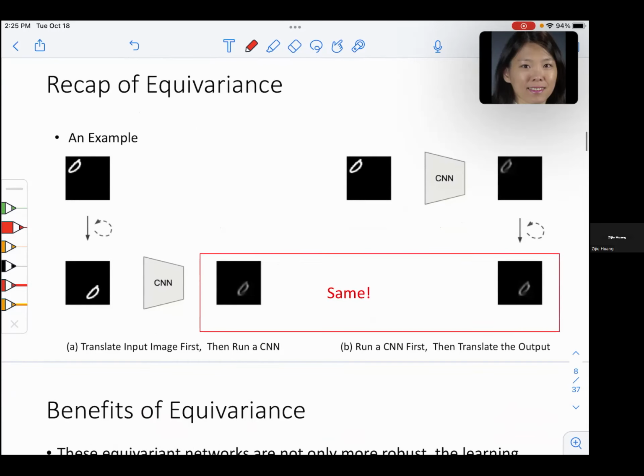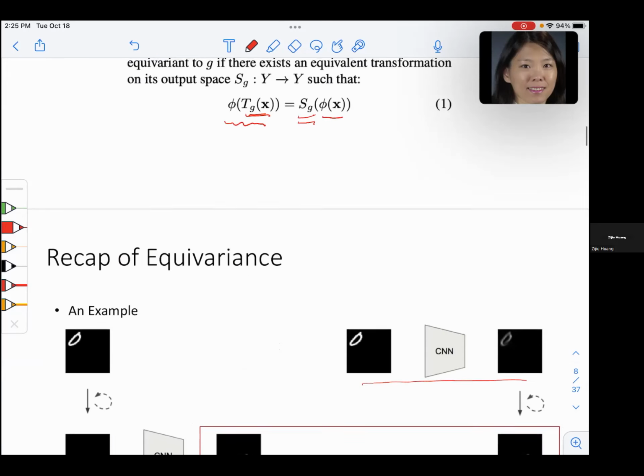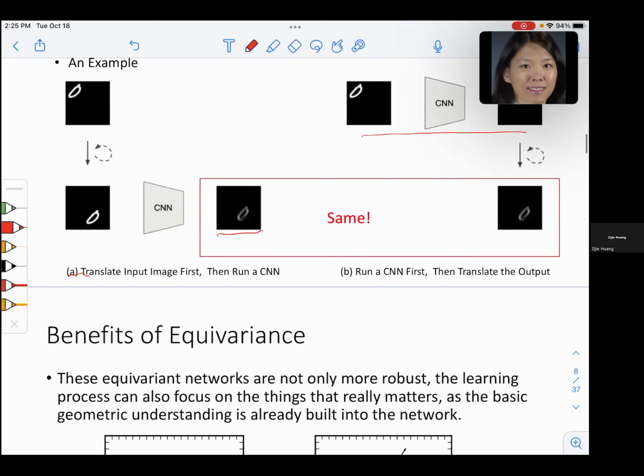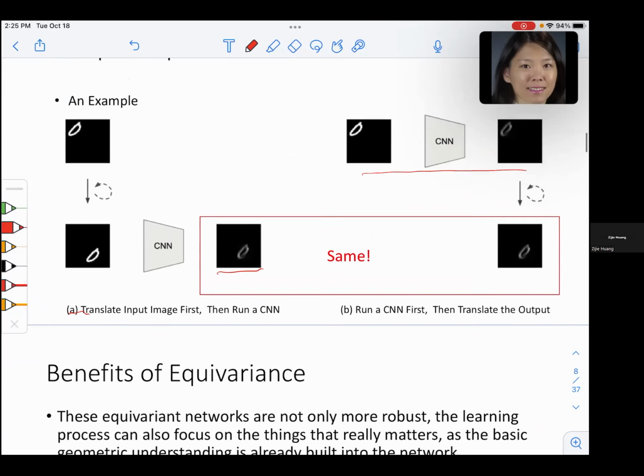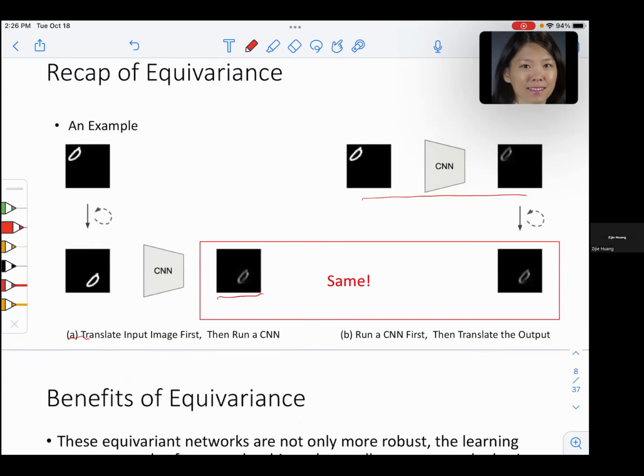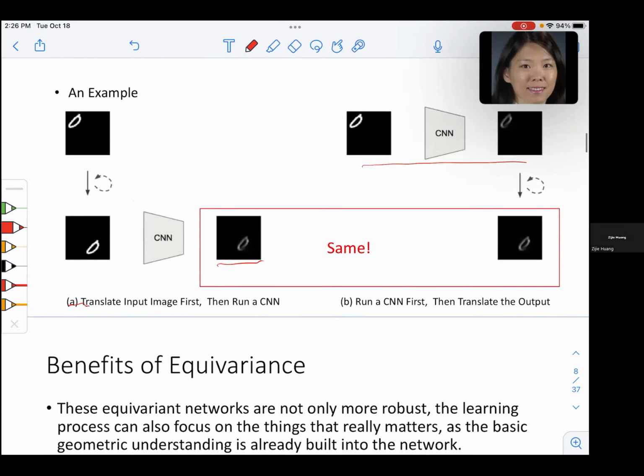So an example would be the aforementioned CNN. We have an input image, and on the left-hand side, I first translate the input image, and then run a CNN and get the output. Ideally, on the right-hand side, when I run the CNN first and directly rotate the output, which is equivalent to this, I will get the same output for these two. Then we can say this model has equivalence.